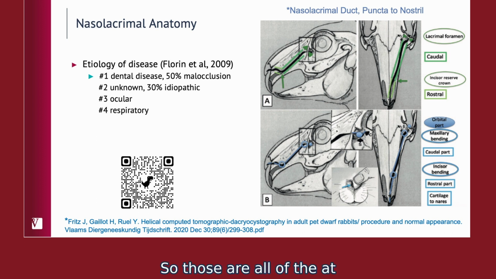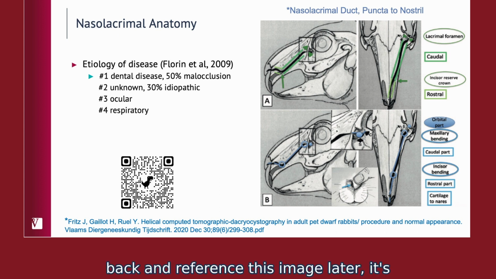So those are all of the at-risk spots. Again, here's a nice QR code. This is for the paper that this image is in, and so if you want to go back and reference this image later, it's got a lot of nice description of why nasolacrimal disease happens in rabbits.